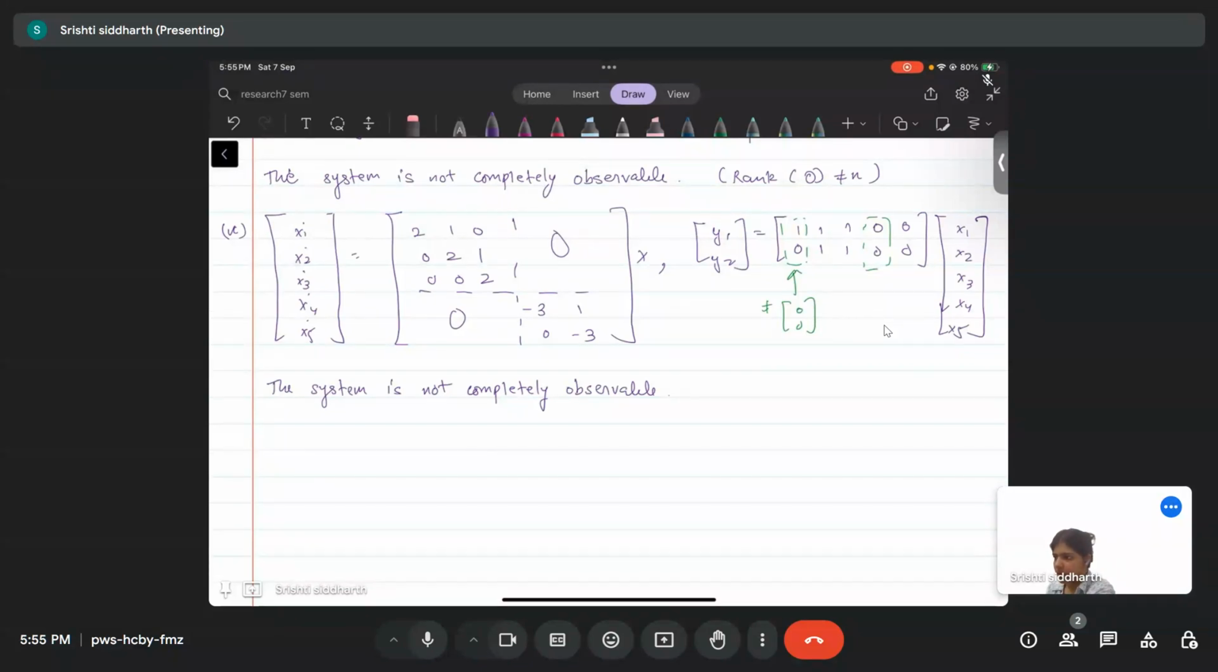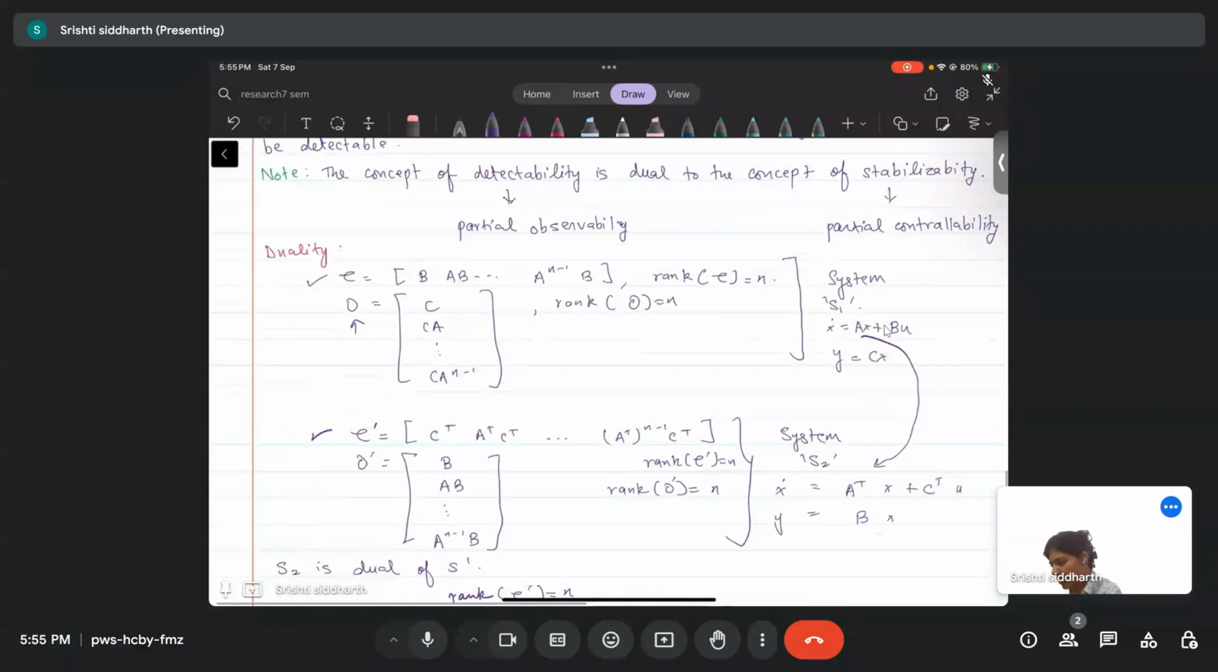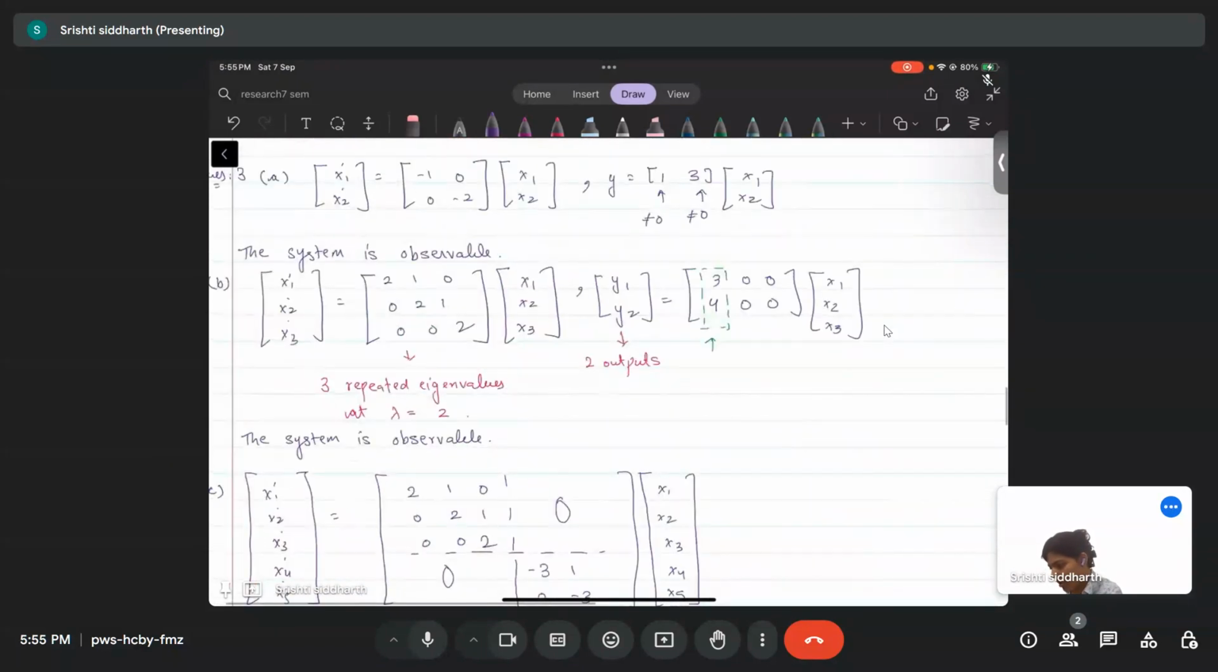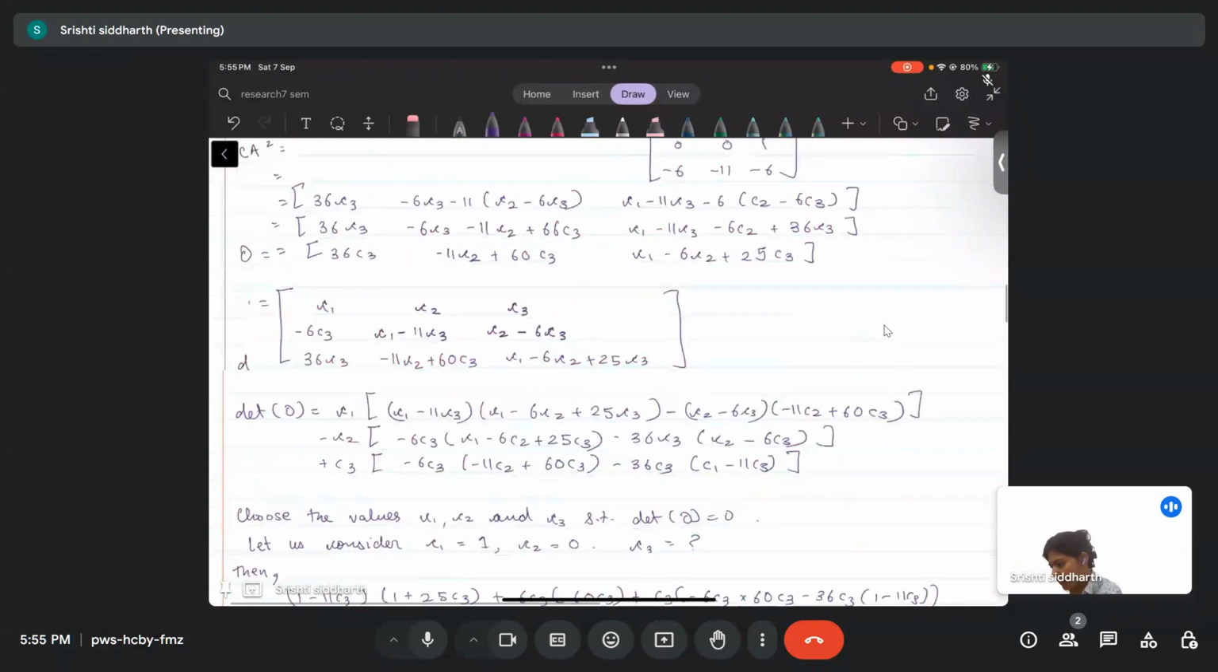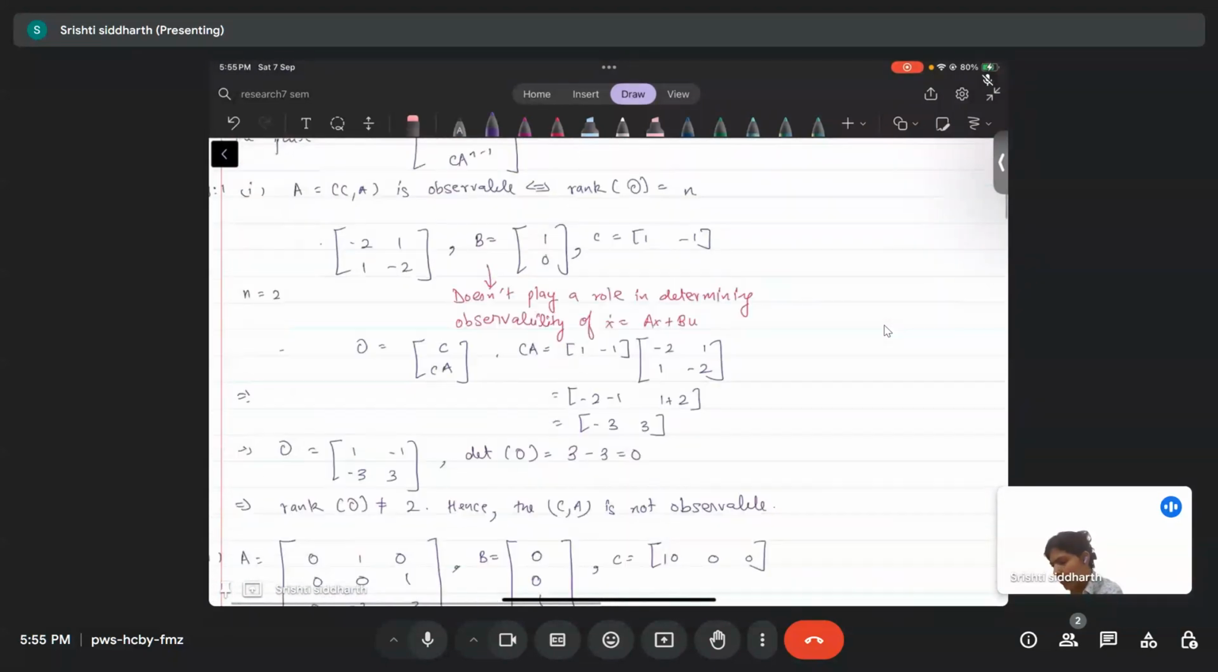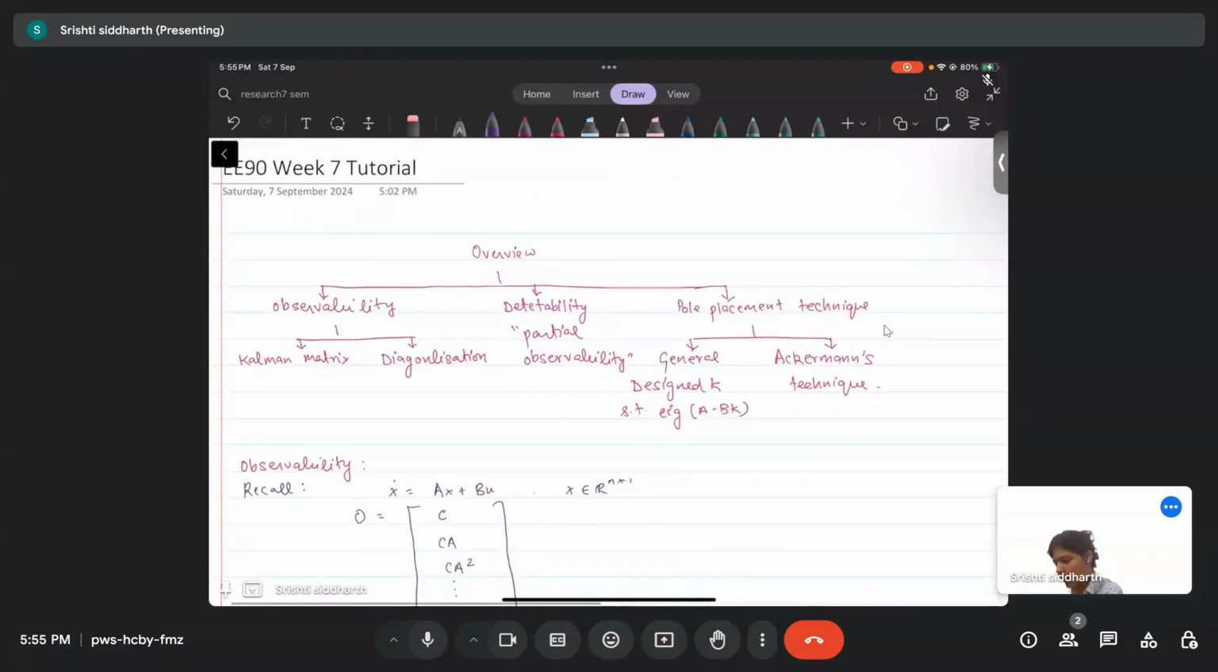Alright. So if this is clear, let's see what the next topic was. It was the pole placement technique.